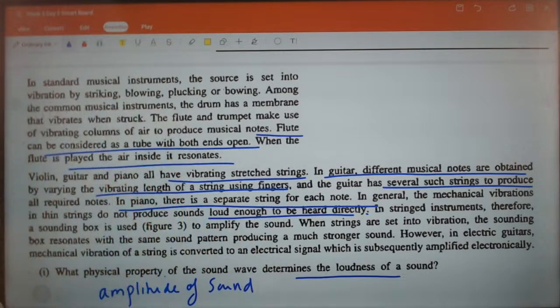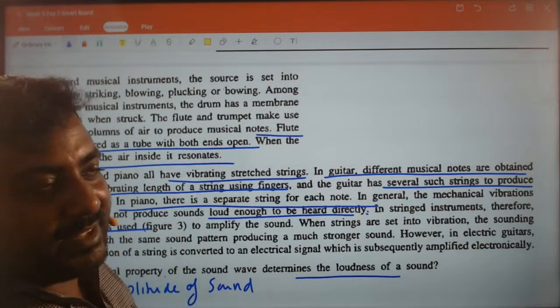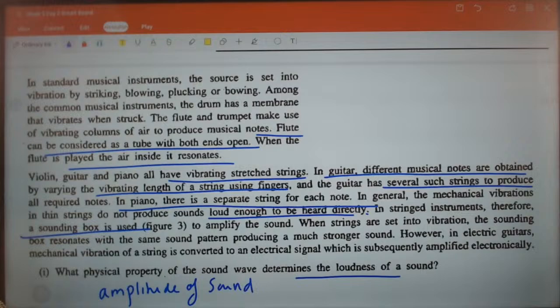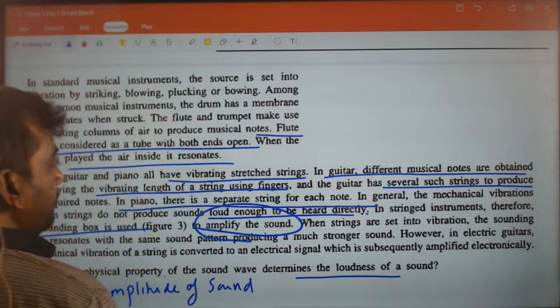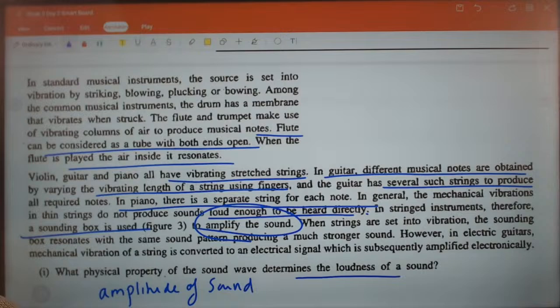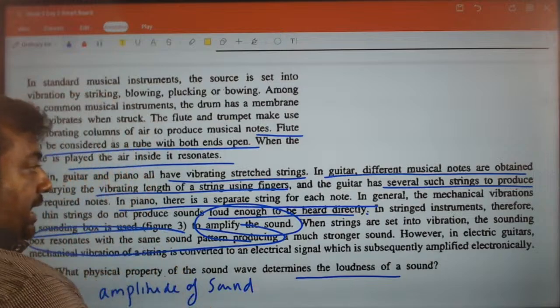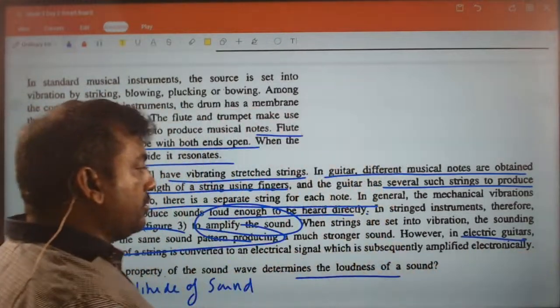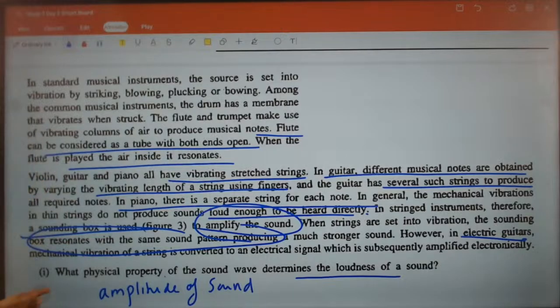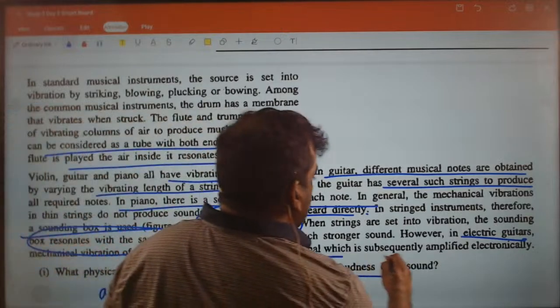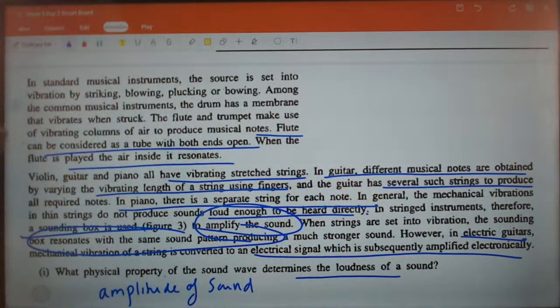In string instruments, therefore, what does a sounding box do? A sounding box, like in a box guitar, is used to amplify sound. When strings are set to vibrate, the sounding box resonates with the same sound, producing a much stronger sound. However, electric guitars don't have boxes. Mechanical vibrations are converted to electrical signals, subsequently amplified electronically. Right? So, a nice set of knowledge here.